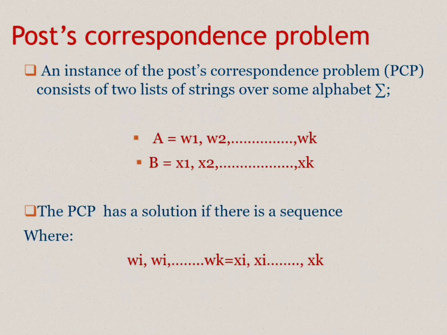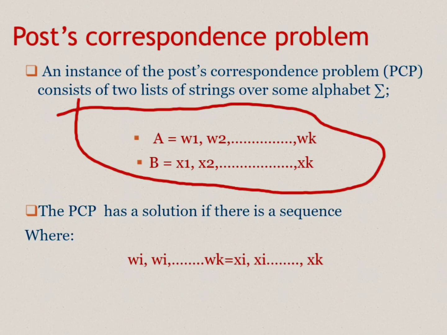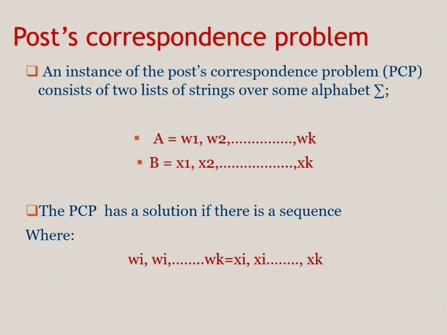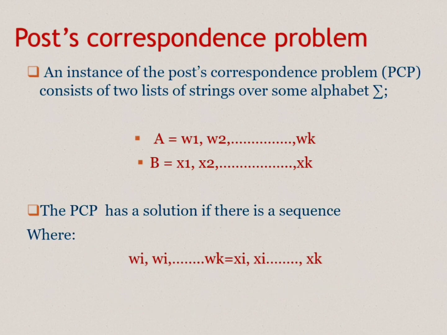An instance of the Post Correspondence Problem, PCP, consists of two lists of strings over some alphabet sigma. A is equal to W1, W2 and so on up to Wk, and B is equal to X1, X2 and so on up to Xk. The PCP has a solution if there is a sequence where Wi1, Wi2 and so on up to Wim is equal to Xi1, Xi2 and so on up to Xim.